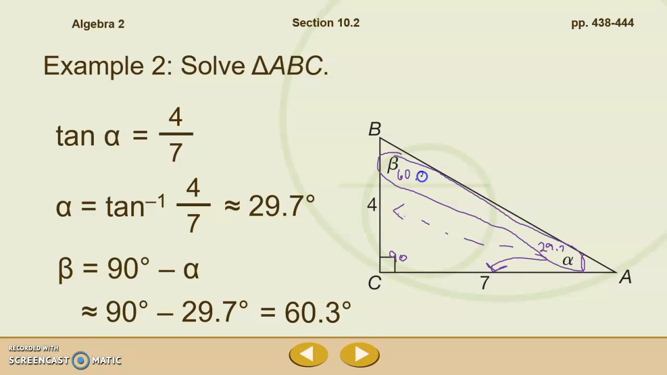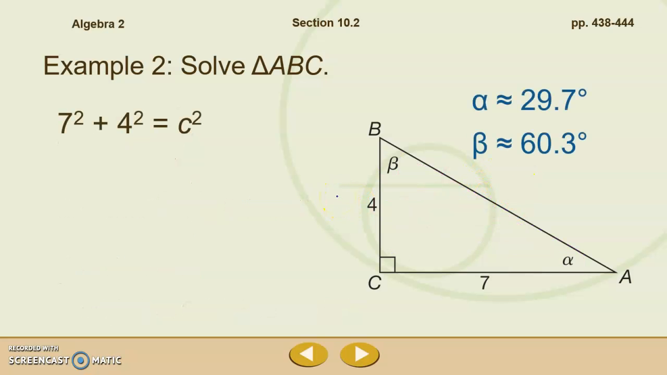Now, how could I find my missing side? There are a couple of different ways that I can find it. I can use the Pythagorean theorem: 4 squared plus 7 squared equals this hypotenuse squared. I could also use trig values to find that missing side as well. But for our example today, we're going to use the Pythagorean theorem.